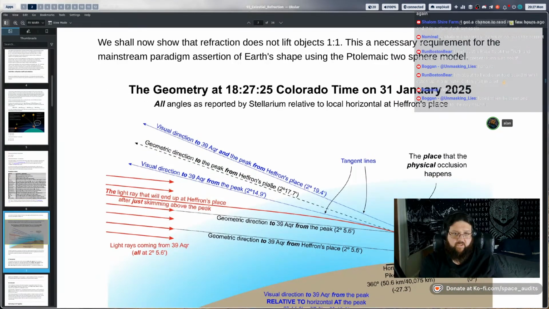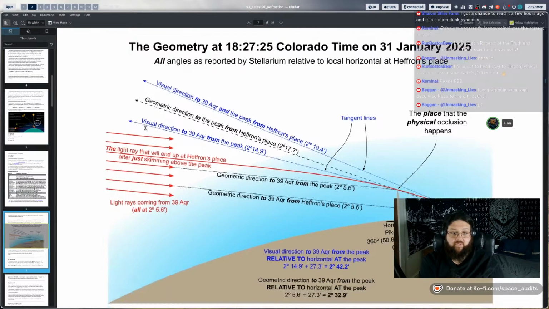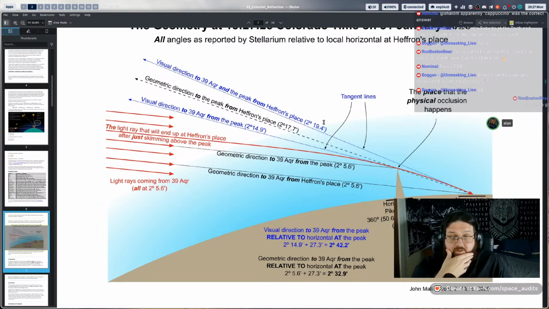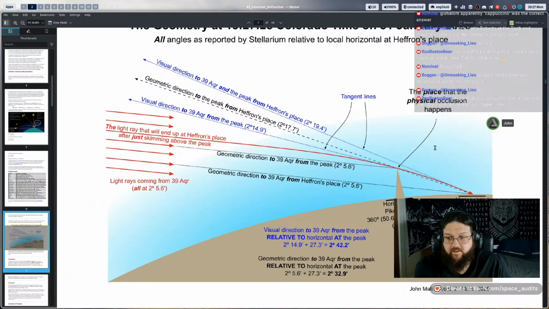So now we're going to get into John's argument. John's argument primarily rests on the fact that refraction is going to have to lift up the object 1-to-1 over the object that's physically occluding it. So we'll go over the diagram here, and then I will go over the steelman of his argument, and hopefully John's there. He can give me a nod, yes or no, if he approves of my steelman. Yeah, I'm listening. Fantastic.